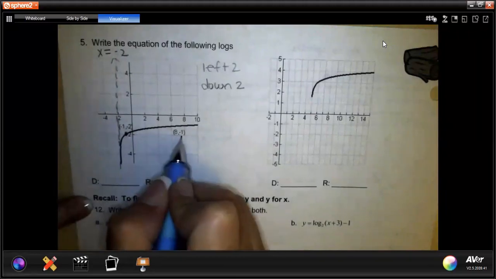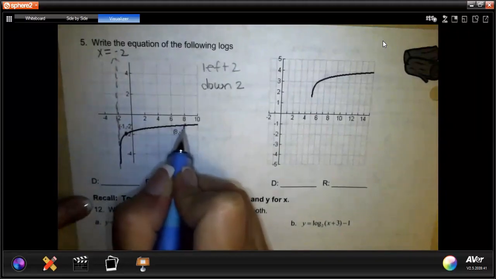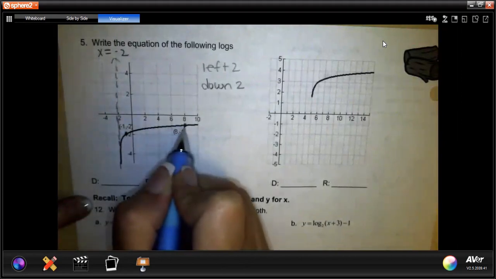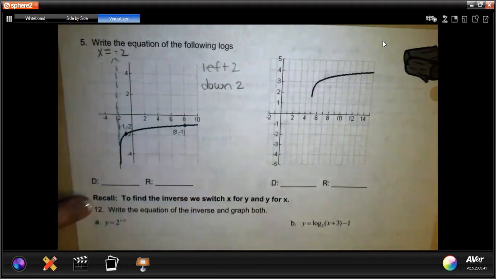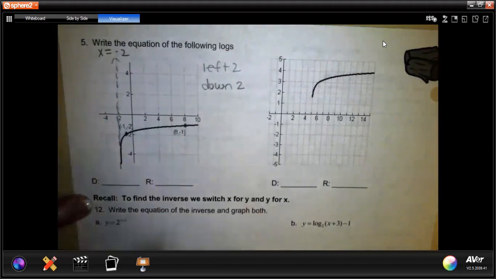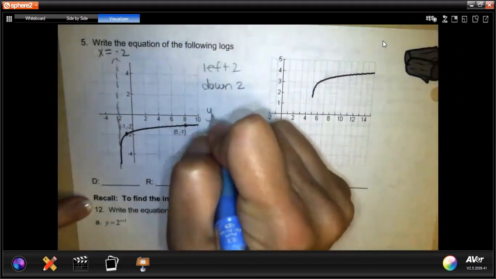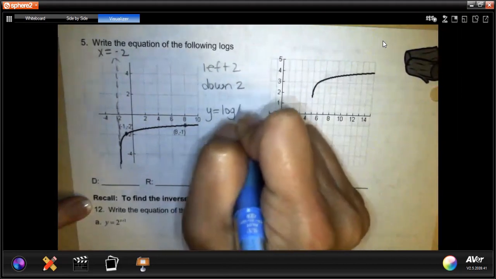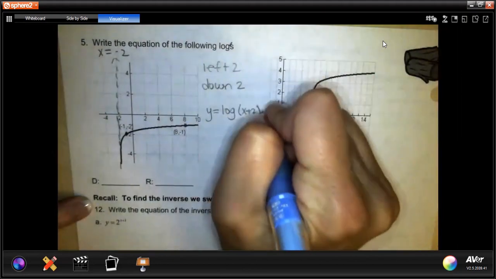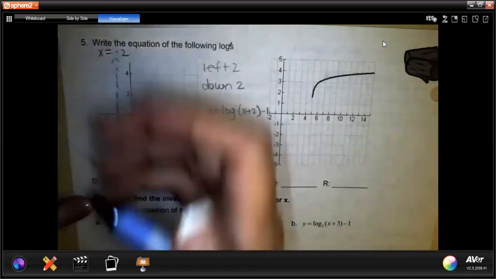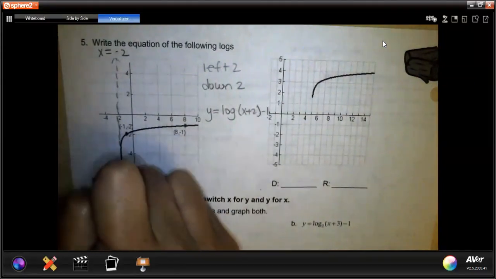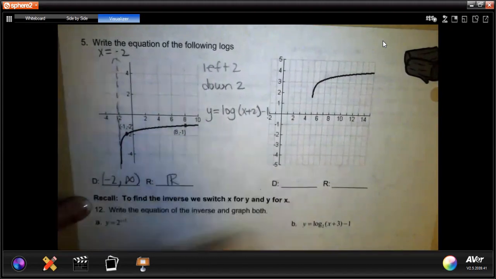All right, the next point we're given here at 8, -1, this point right here, these are 9 units away and 1 unit up. And so we know that that's our parent function log base 10, because that's what it is on our log base 10 parent function. And so there's no stretch or compression here, so we would get log of x plus 2 minus 1. And so our domain would be from -2 to infinity, and our range would be all real numbers.